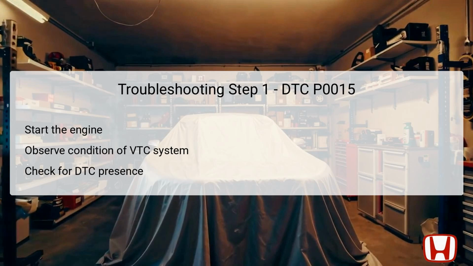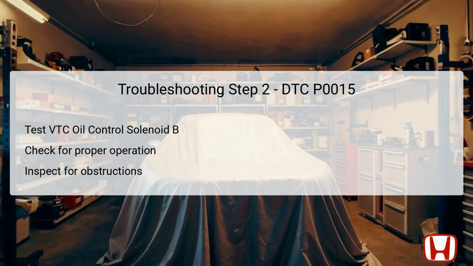After starting the engine, technicians should listen for any unusual noises, such as rattling, which could indicate further issues with the actuator or solenoid. Additionally, it is paramount to check for the presence of the DTC P0015 using an onboard diagnostic OBD2 scanner. If the code is still present, it validates the functionality issues observed in the VTC system. This verification helps establish a baseline before delving into further diagnostics or inspections. The next step is to test the VTC oil control solenoid valve B for proper operation.